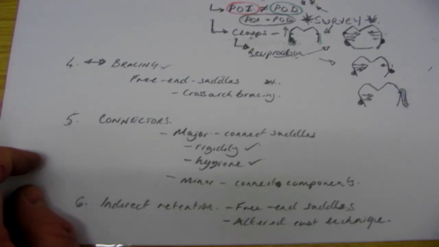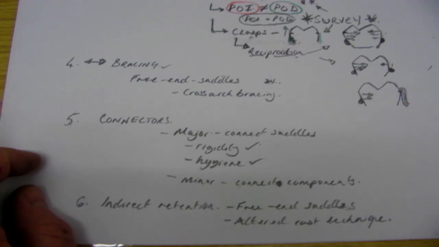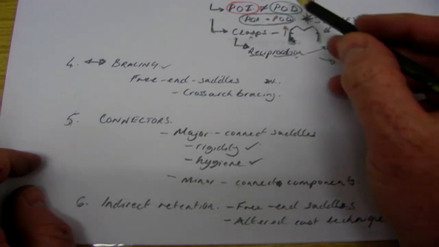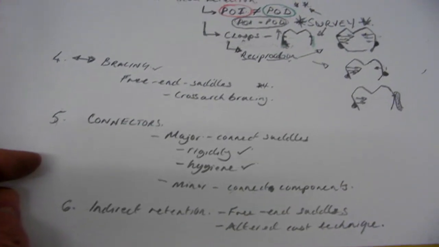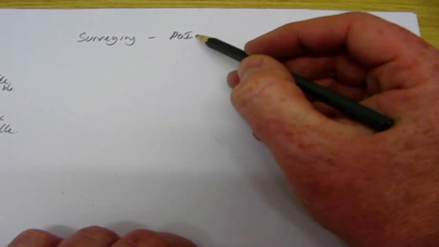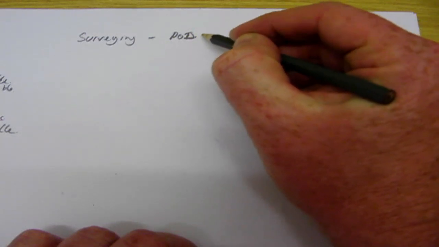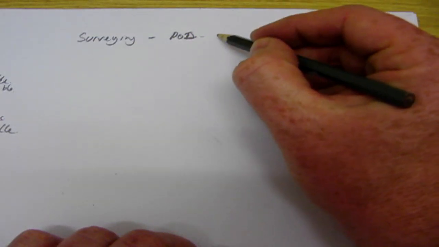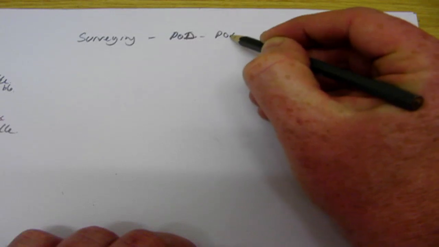Next I'm going to talk about creating a path of insertion for retention of dentures. So we're sort of focusing on this area here. Okay, so this is surveying, looking at the path of displacement, or going on to create a path of insertion.